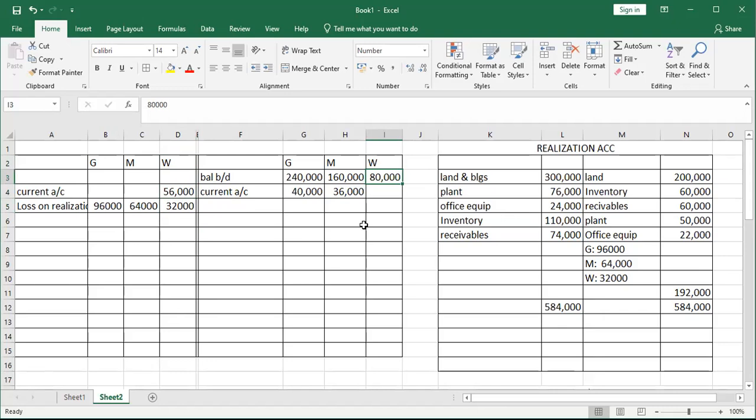88,000. So he's going to have 88,000. Now, this 88,000 means that we are going to have a balancing figure here of 8,000. The balancing figure of this guy is 8,000. Do you understand?